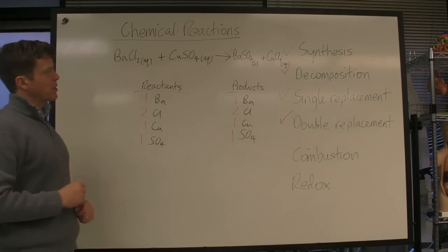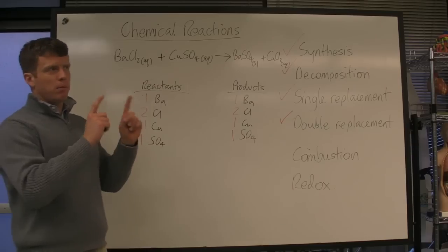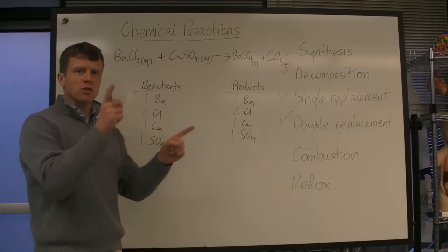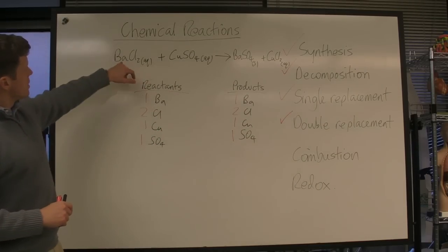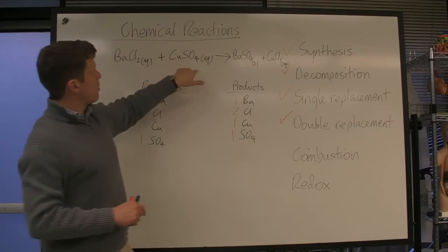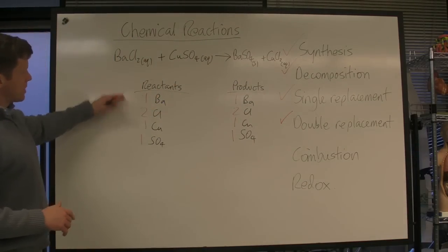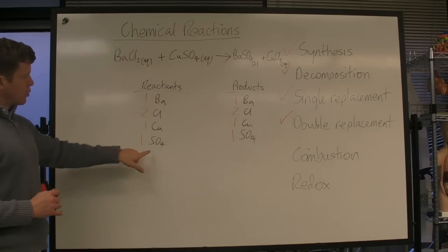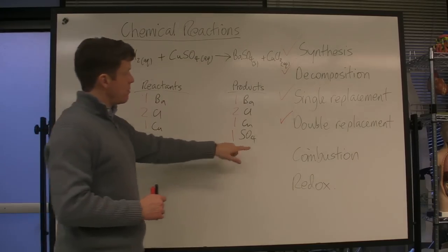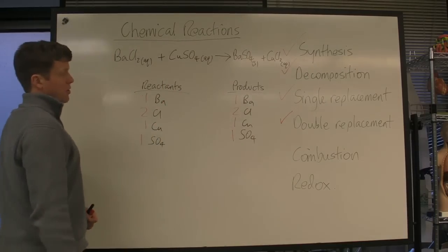So again, double replacement, the idea is that either the positive species or the negative species switch places. In this case it's barium and copper switching places. So barium chloride and copper sulfate went to barium sulfate and copper chloride. We balanced it the exact same way. Neat little trick to deal with the sulfate as one unit because it ends up on both sides. So that's a good trick to remember.